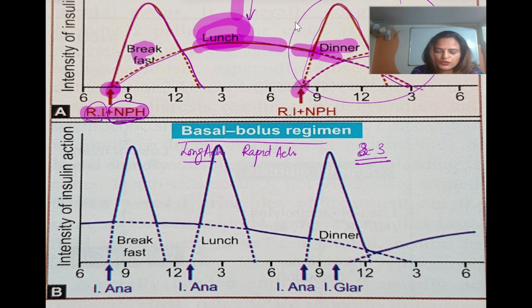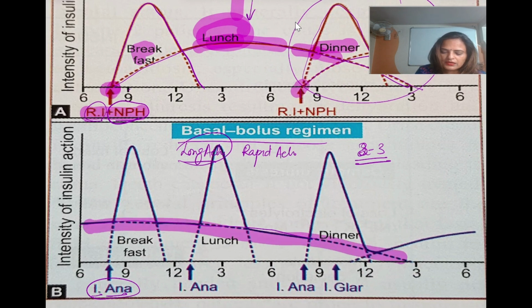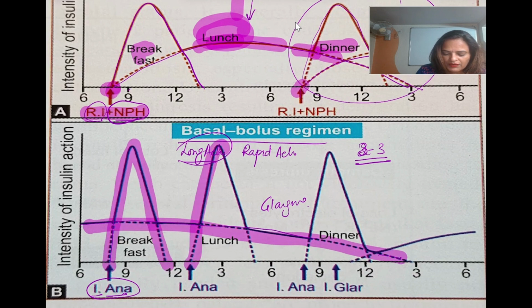So one is long acting. Here you can see, this is an insulin analog we are giving, an ultra long acting insulin analog. Let's say this is glargine. You give it either in the morning or at bedtime, usually a single dose, and to cover the post meal hyperglycemia, give the rapid acting insulin every time just before the meal.